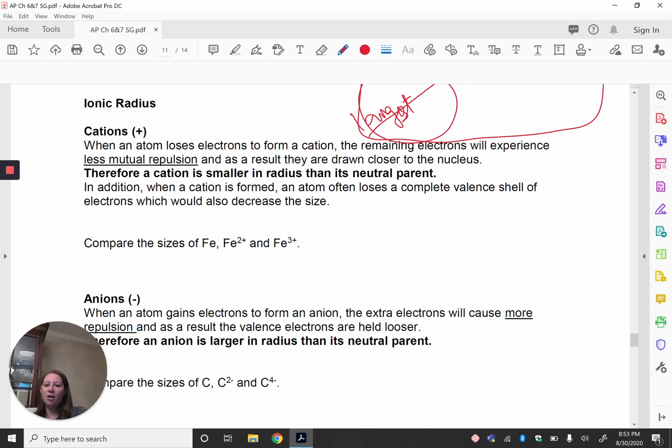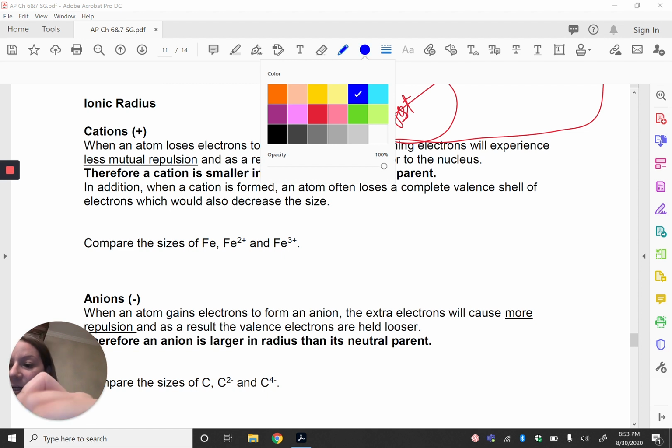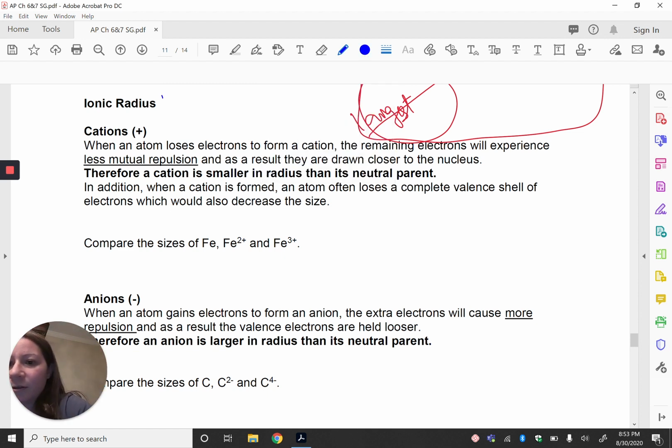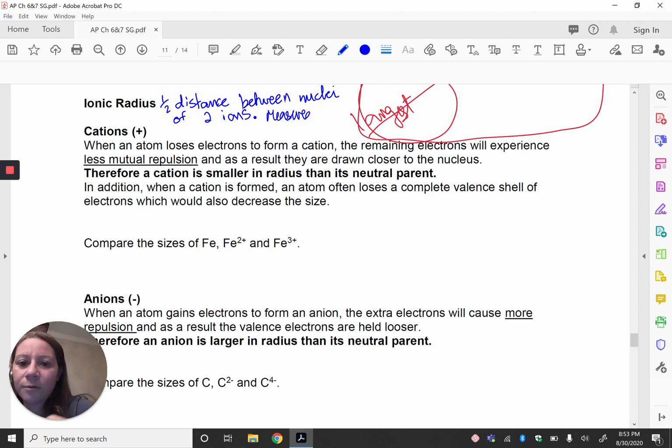All right, let's talk about ionic radii. So ionic radius, just like atomic radius, is half the distance between two nuclei. So this one is half the distance between nuclei of two ions as opposed to two atoms. Also measured in any length units, really, usually nanometers or angstroms.